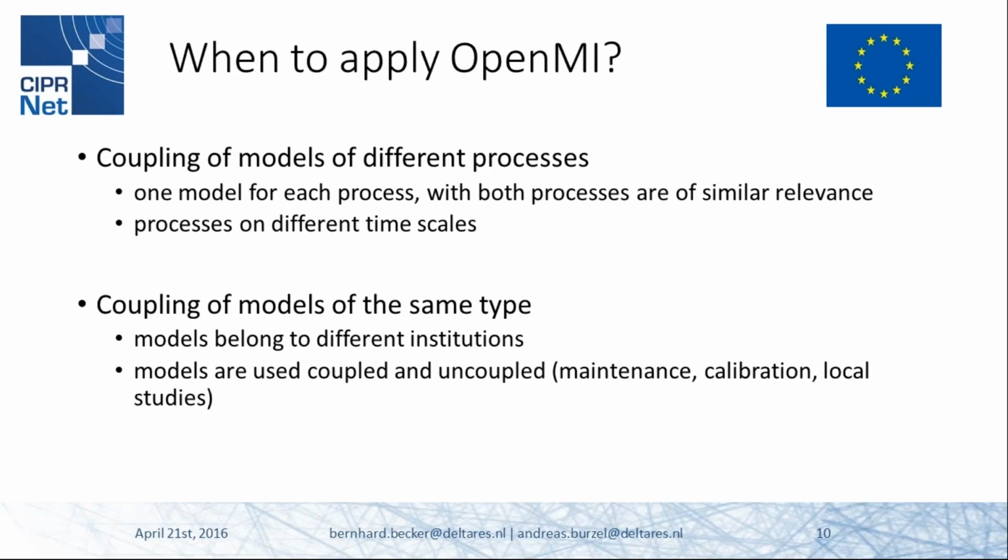There's also another category of applications, and this is coupling of models of the same type. And if there are different models that belong to different institutions but somehow relate to each other, maybe have shared boundaries, then it makes sense, or it can be necessary to couple them. And usually these models, as they are owned by different people, are used coupled and uncoupled, and they will always have a different state of maintenance, will be calibrated individually, and will be used uncoupled for local studies.